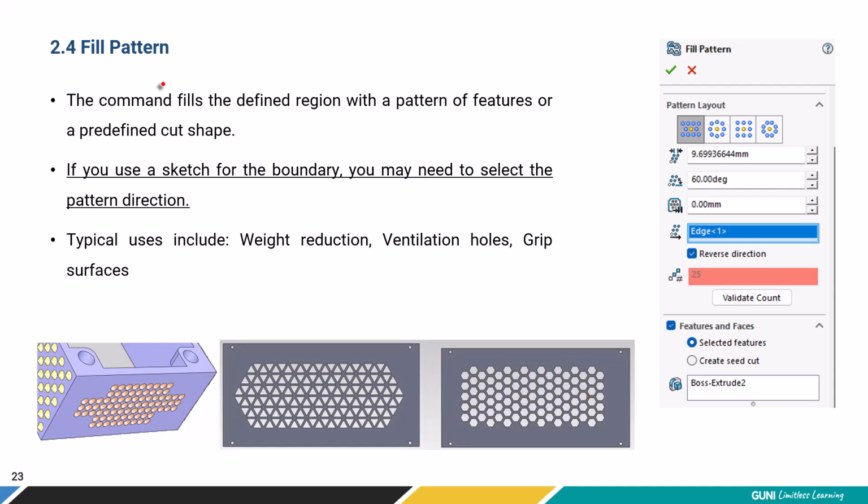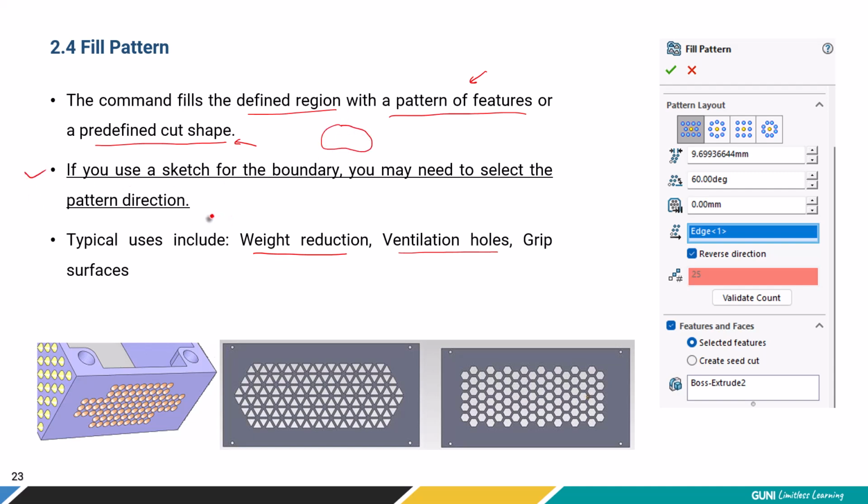Now let's learn the fill pattern through an example. You might have seen sheet metal having perforations. You can also observe the same thing in a PC cabinet. Such small holes are provided for ventilation. So typical uses of fill pattern include weight reduction, ventilation, and grip surfaces. Fill pattern simply fills the defined region with a pattern of a feature or predefined cut shape. So you can add the material or remove the material by simply filling in the selected regions.